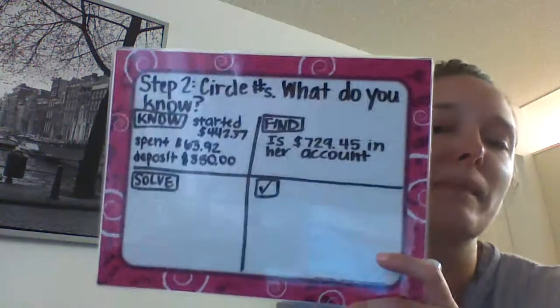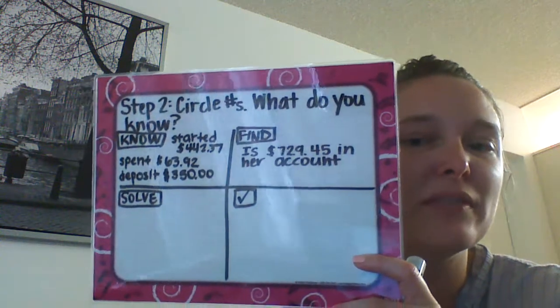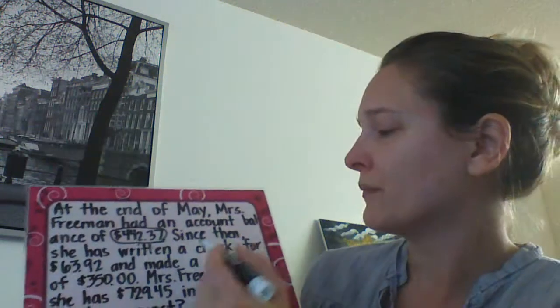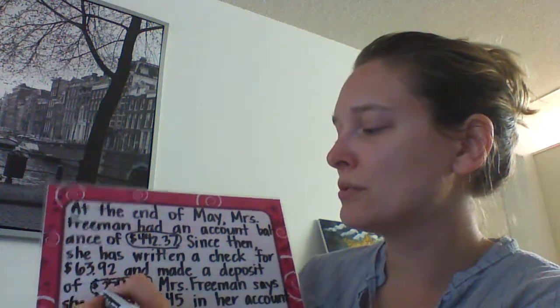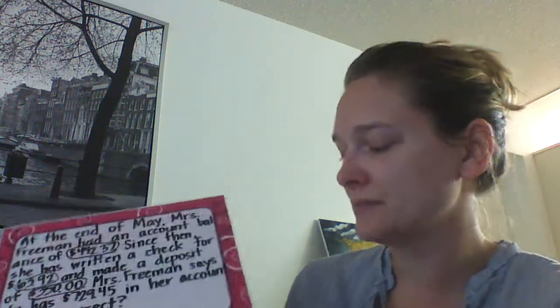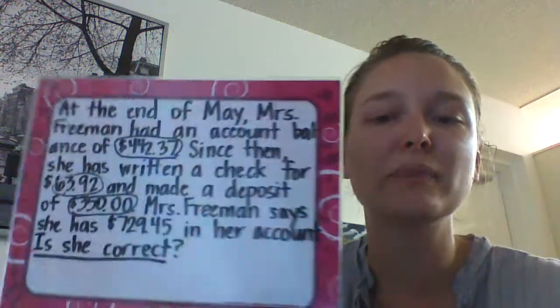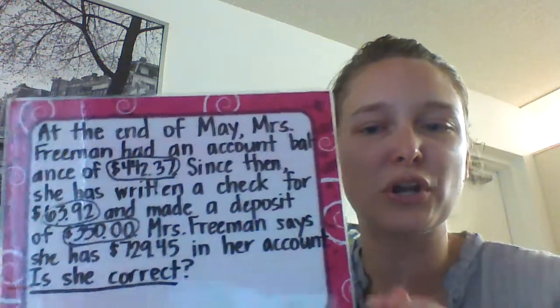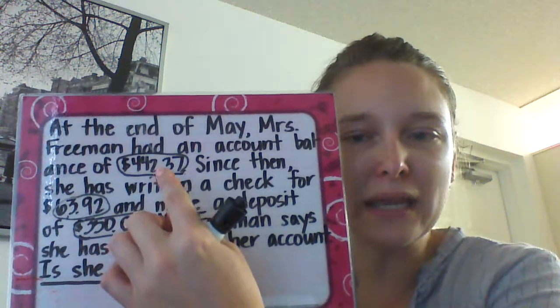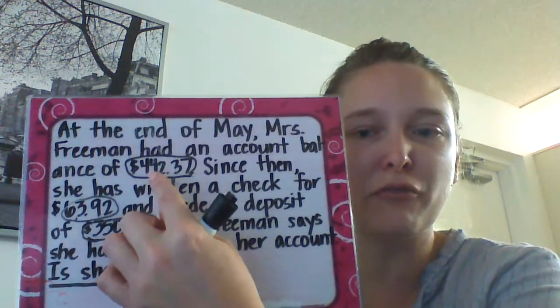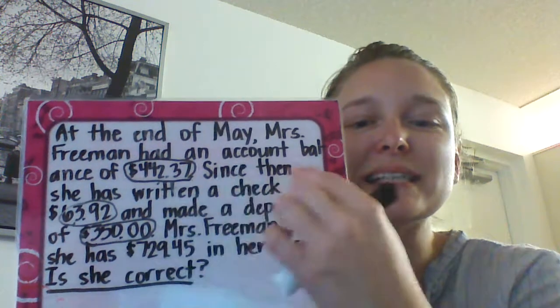The second step, circle the numbers and then figure out, what do you know? Not all of the numbers in a word problem are the numbers that you need to know. Sometimes they give you extra information. So we've got 1, 2, 3 numbers. In this problem, this first number is what she started with. She had an account balance in May of $442.37.